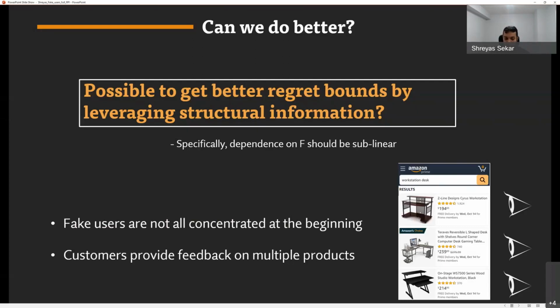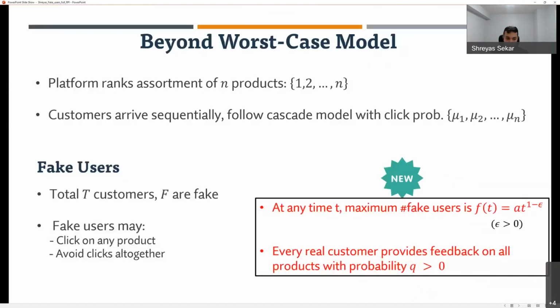So I want to use the knowledge that in practice, not all fake users can be concentrated at the beginning. The second thing that I want to use is that in practice, real customers give you feedback on multiple products. When I say feedback, I mean that the customer views this product before making a decision. Remember, consumers don't generally just click on the first product that they see. They're going to look at lots of products before making a click decision. So I want to use both these assumptions, and here's how I formally model it.